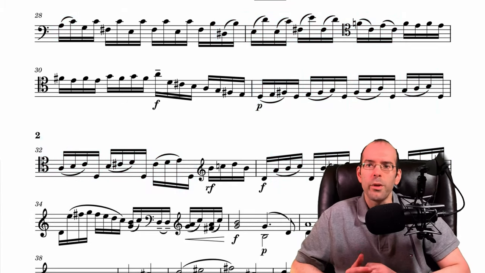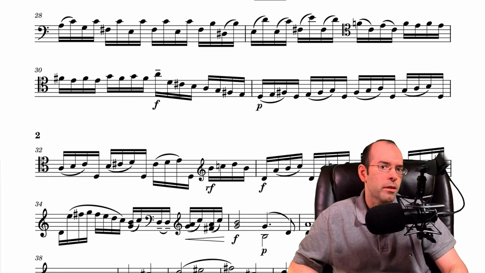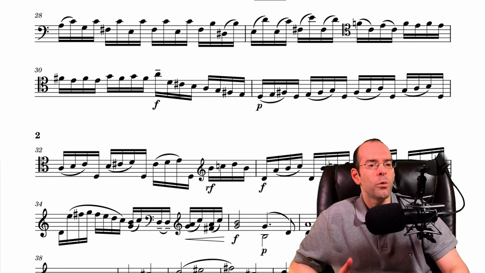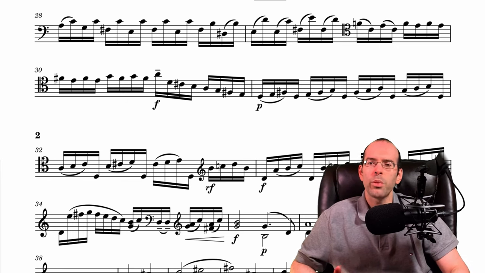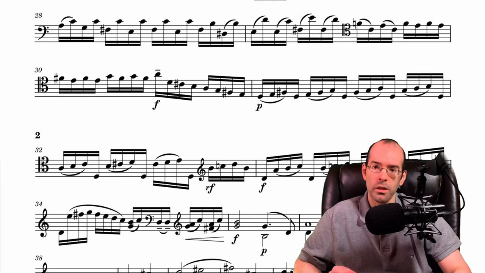All of these notes that you hear are played with a single bow stroke. So that's why when defining the slur, we often say that the notes sound very connected. So as I play through more examples, pay very close attention to the slurs.